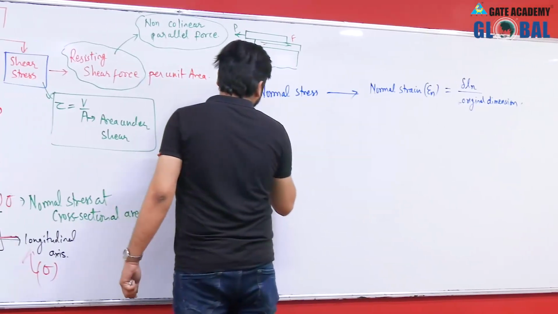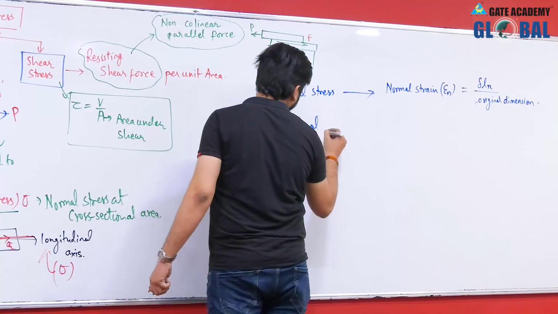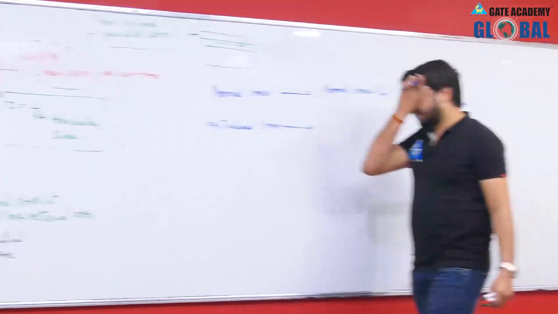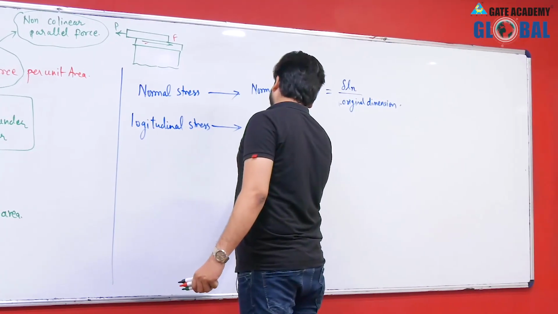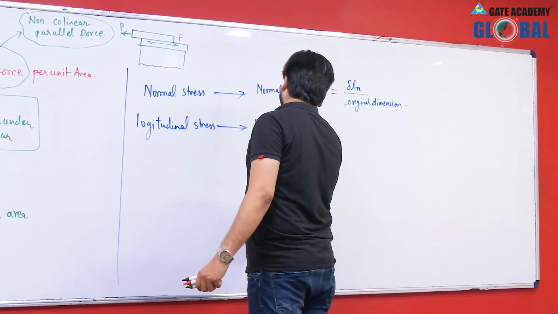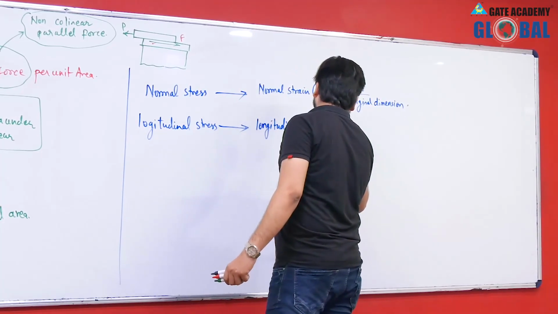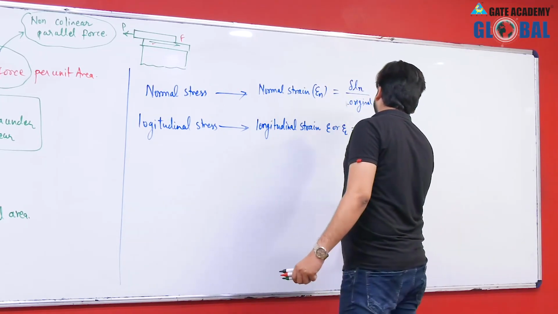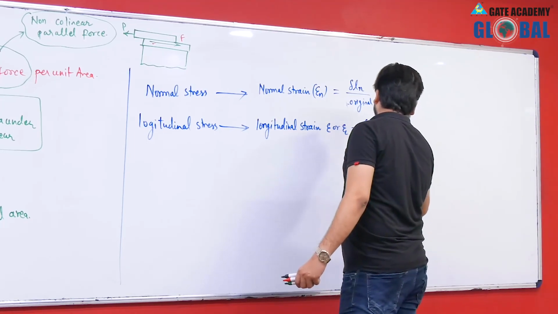There will also be longitudinal stress. Corresponding to the longitudinal stress, we will have longitudinal strain, epsilon, simply epsilon or epsilon L you can say. This will be the change in length divided by the original length.